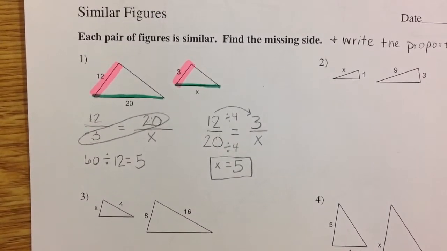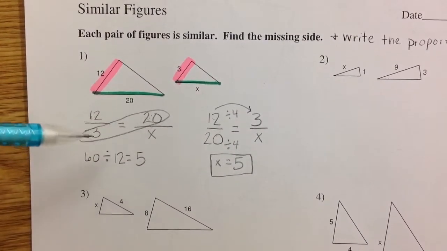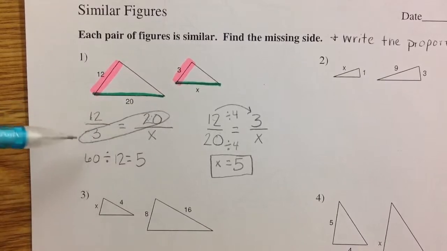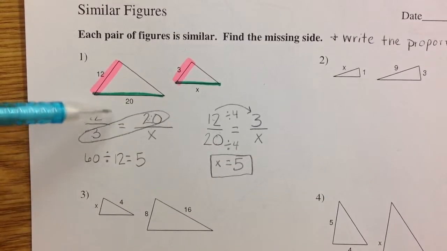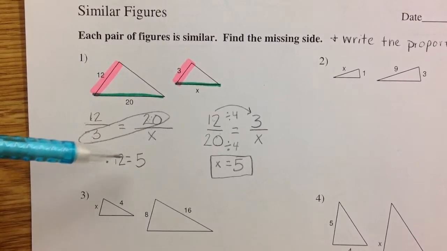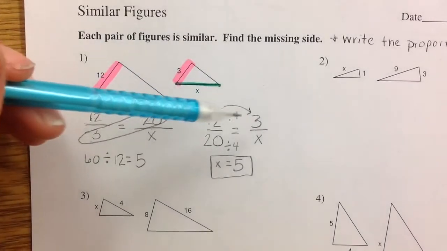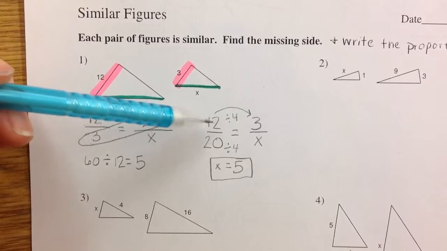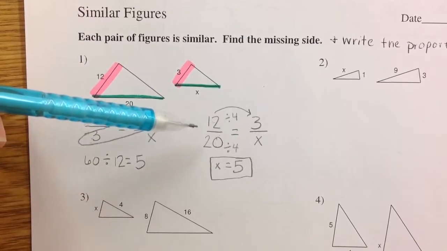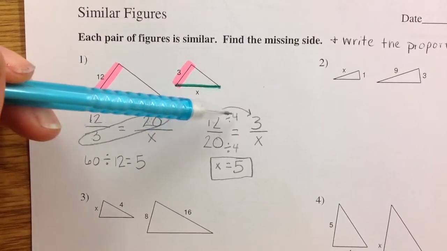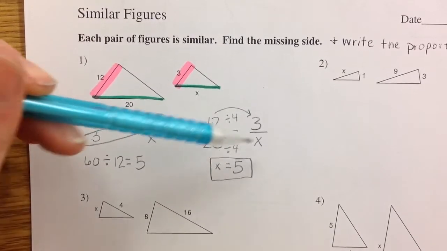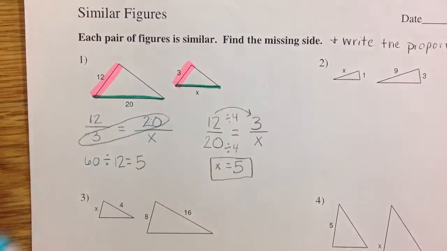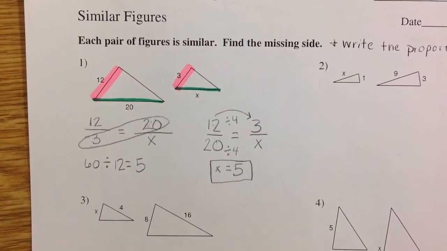Following that, there are two ways you can solve this. You can use the cross products method, where you say 3 times 20, which is 60, and then divide by the only number left over, so 60 divided by 12 is 5. Or what a lot of people do is they say, how can I go from 12 to 3? If you see a relationship, 12 divided by 4 is 3, so 20 divided by 4 is 5. You will get 1 point for a correct proportion and 1 point for your answer. We're going to correct this on Monday.